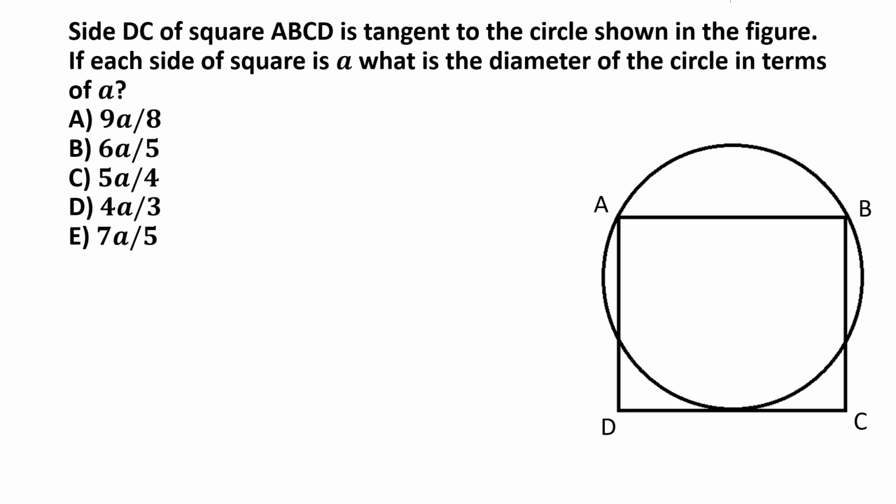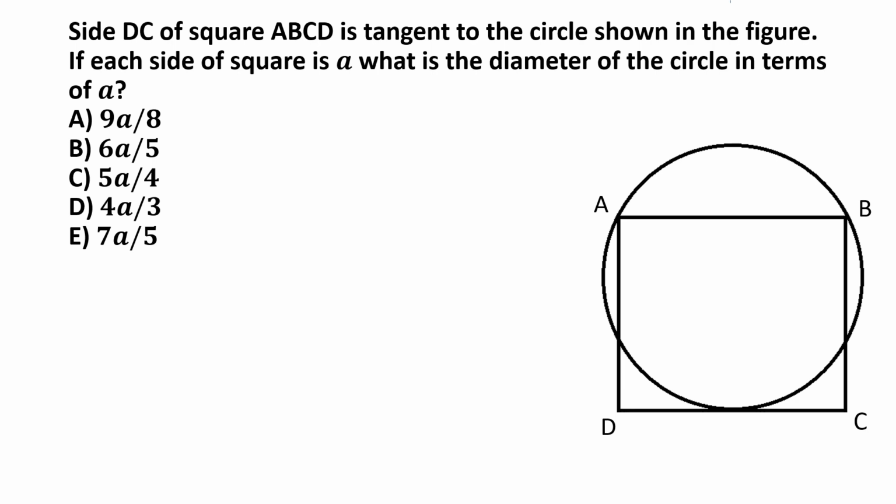Side DC of square ABCD is tangent to the circle shown in the figure. If each side of the square is A, what is the diameter of the circle in terms of A?